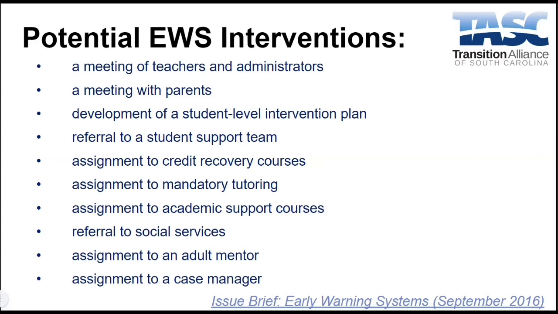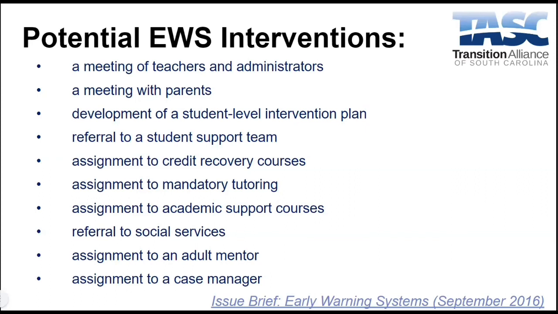And looking at this list of potential early warning system interventions, you're probably already pretty familiar with and using some of these strategies. However, some of the interventions that could be used for school districts, and we know that these should be individualized to not just the district, but also to the school and the unique needs of the students within that school building, might include a meeting of teachers and administrators, a parent meeting, development of a student level intervention plan, referral to student support teams, assignment to credit recovery courses, mandatory tutoring, academic support courses, social service referrals, assignment to an adult mentor, and assignment to a case manager.